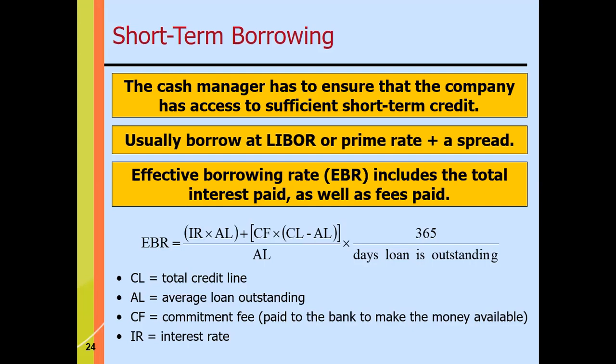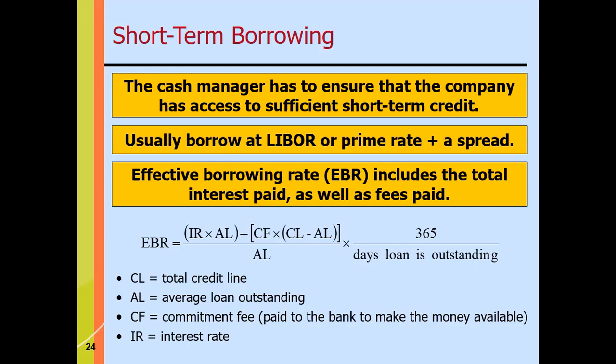Then plus our CF, which is the commitment fee. Commitment fee basically is the amount paid to the bank to make the money available. So it's like when we apply to a bank loan, we would say, we have this sort of commitment fee. It's not necessarily paid at that time, but it's like saying that should we be granted with this loan, then we are going to pay this particular amount.